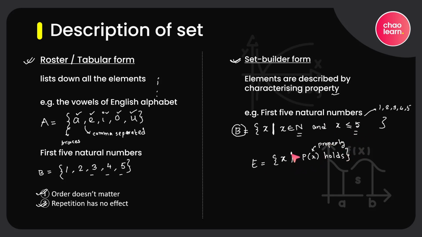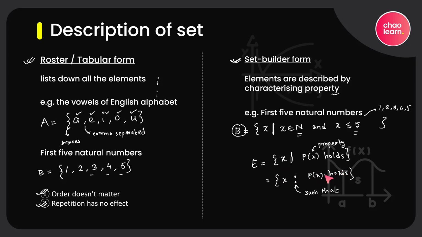So you can write it as this, or you could also write it as X and some colon sort of thing here, and then P of X, that is the property. Both of these have the same meaning. This straight line and this colon have the same meaning, that is such that. We read it as: A is equal to X such that P of X holds.